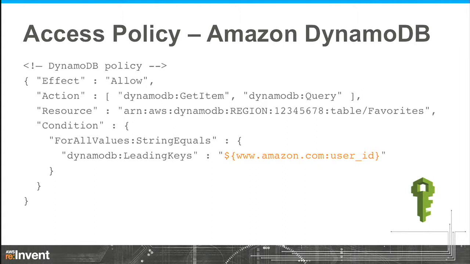For our DynamoDB policy, we recently launched fine-grained access control for DynamoDB. So now we can actually restrict access to a specific hash key or a subset of columns inside of a table. And using policy variables with login with Amazon, we can basically ensure that the user only has access to their entry in the favorites table.